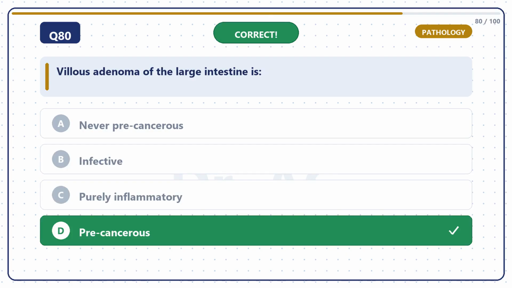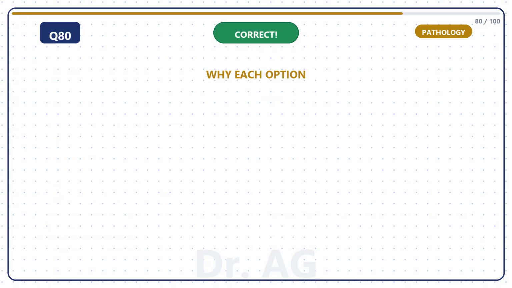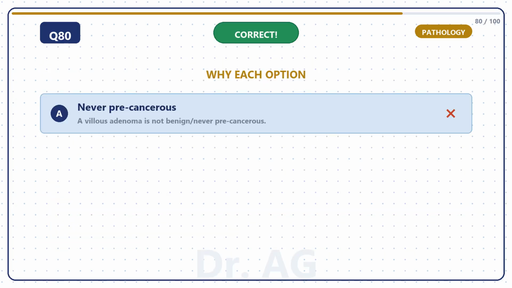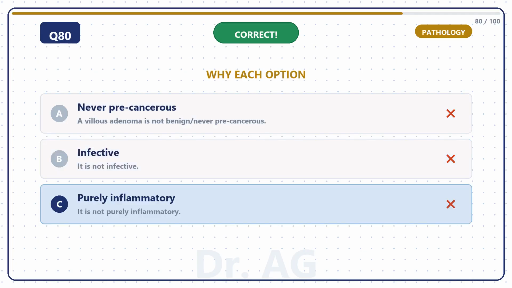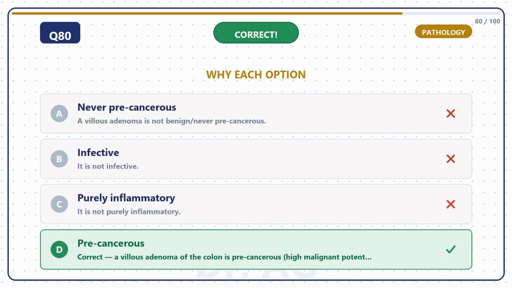The correct answer is option D. Precancerous. Let's go through the options. Never precancerous. A villus adenoma is not benign, never precancerous. Infective. It is not infective. Purely inflammatory. It is not purely inflammatory. And the correct answer is precancerous. Correct. A villus adenoma of the colon is precancerous, high malignant potential. So, the right answer is option D. Precancerous.